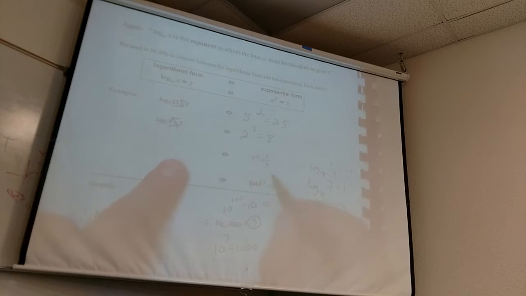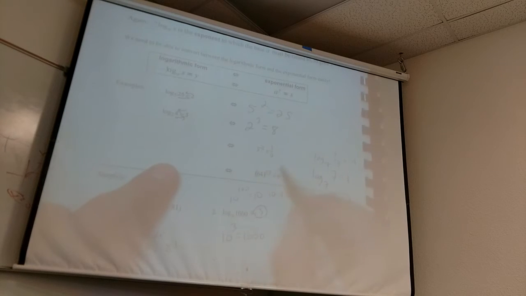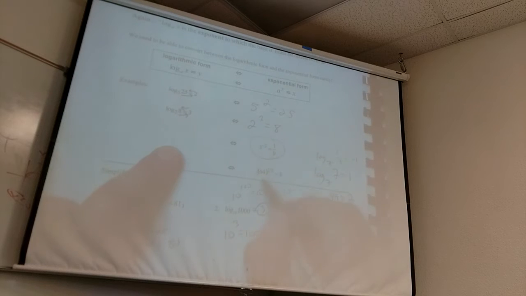You ready? This is the harder way. Can you tell me what the base is in this? What's the base? 3. Log base 3 equals 1/9. Now what's the power in this? Negative 2. So the log is supposed to equal a power, and 1/9 has got to go in here. 3 to the negative 2 equals 1/9.